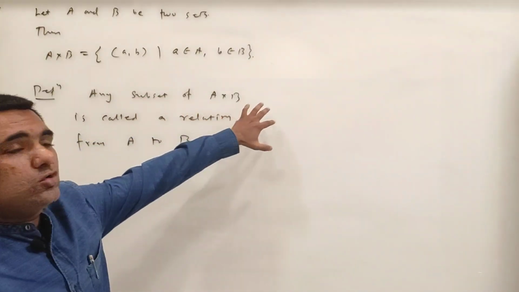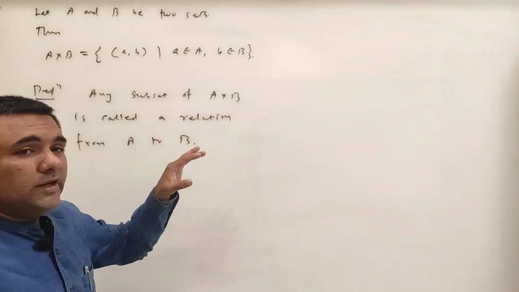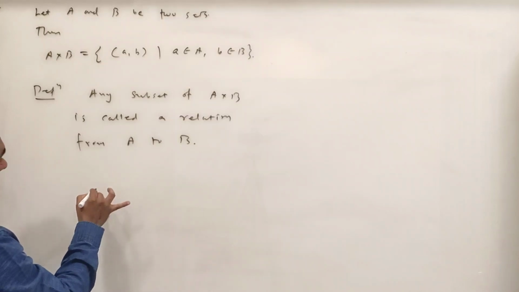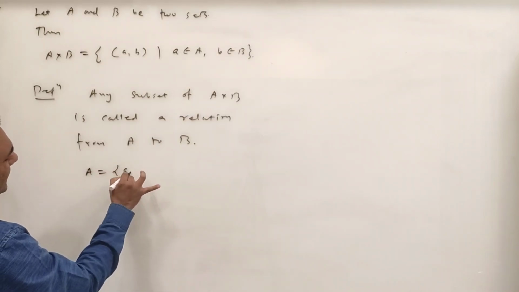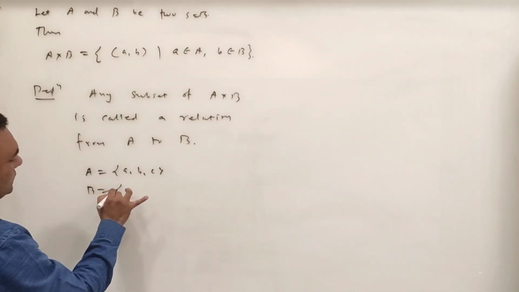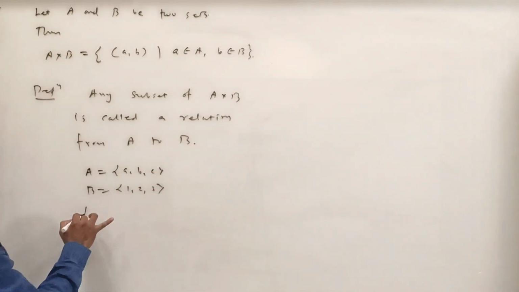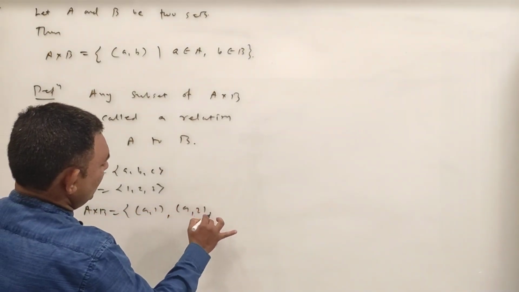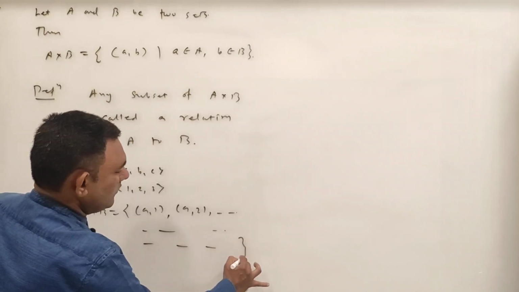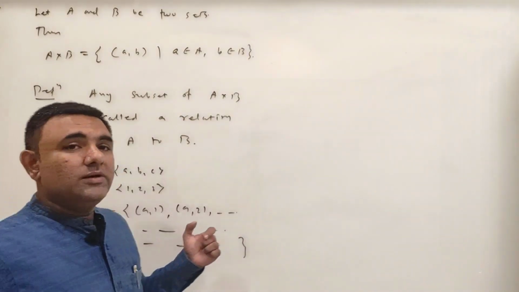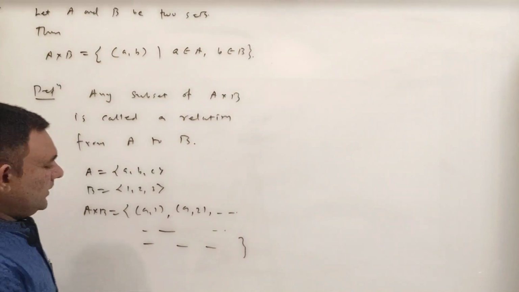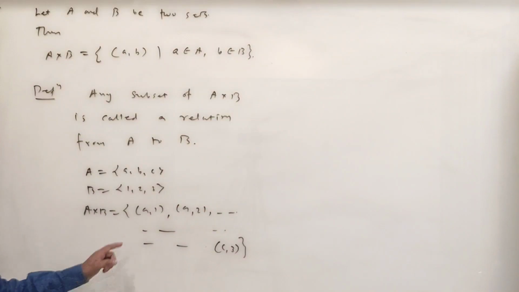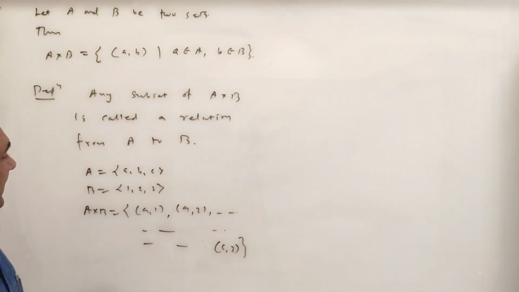Any subset of A cross B is called a relation from A to B. So let us consider one example. You take A equal to {a, b, c} and B equal to say {1, 2, 3}. Then what do we have? A cross B is what? (a,1), (a,2), etc. You know. So in A cross B, how many elements? 9 elements are there, right? Let me write the last element. The last element will be (c,3) if you write in some order. Then (a,1), (a,2), etc. You have 9 elements.